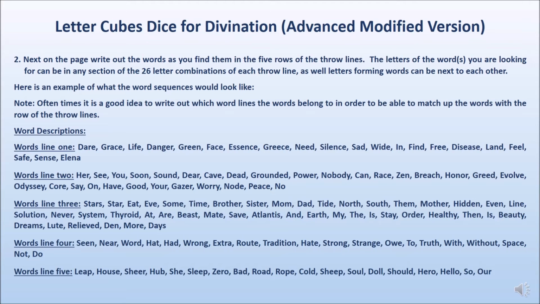So for words line 2, the words were her, see, you, soon, sound, dear, cave, dead, grounded, power, nobody, can, race, zen, breach, honor, greed, evolve, odyssey, core, say, on, have, good, your, gazer, worry, node, peace, no. So for the words line 3, the following words came out.